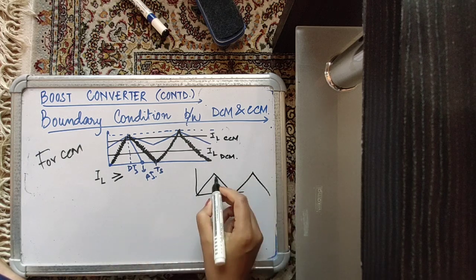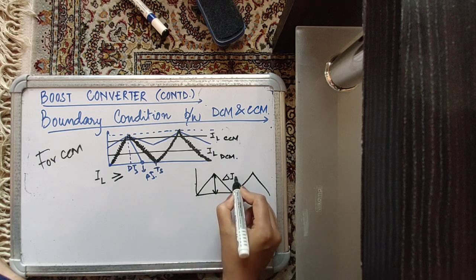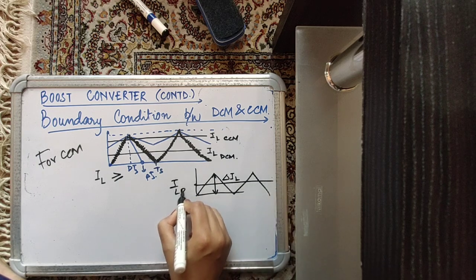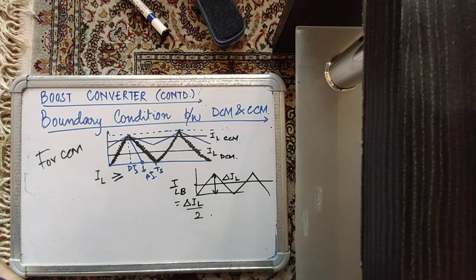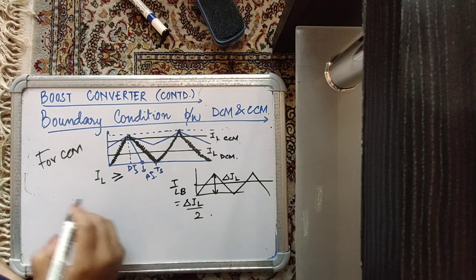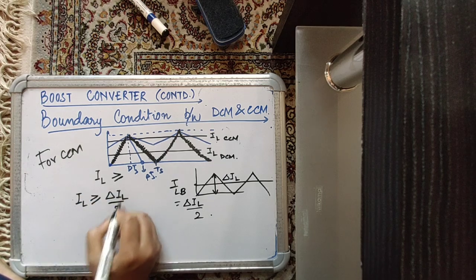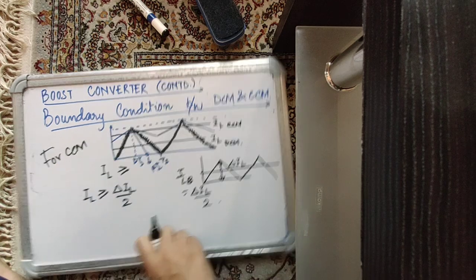It's a triangle, and if we say that the peak to peak ripple is delta IL, then the average inductor current at the time of boundary, let's call it ILP, will be equal to delta IL by 2, right? For CCM, your inductor current should be greater than or equal to delta IL by 2. Obviously, when it is equal to delta IL by 2, your inductor will be at the boundary, neither continuous nor discontinuous, or you also call it just continuous. So this is the condition for CCM to happen.